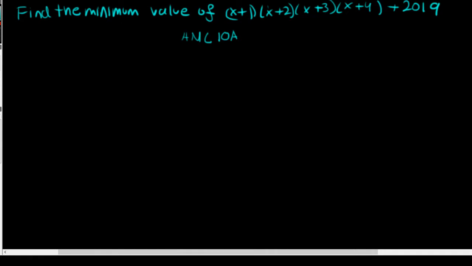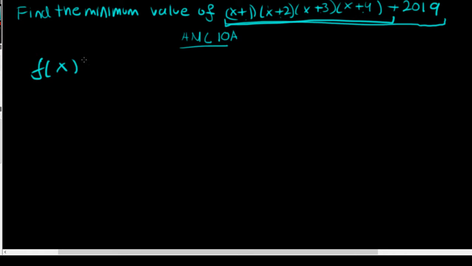AMC 2019 examination, AMC 10A, question 19 was to find the minimum value of x plus 1 into x plus 2 into x plus 3 into x plus 4 plus 2019. Well, if you want to find the minimum value of this whole expression, essentially what you need to do is find the minimum value of x plus 4 into x plus 3 into x plus 2 into x plus 1 and add the result to 2019 to get the answer.